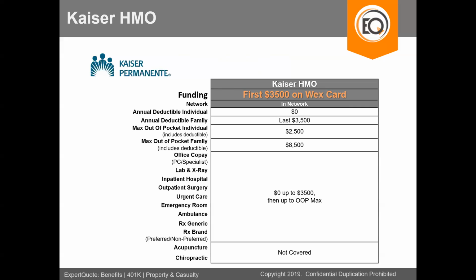The majority of you all will not exceed the $3,500. I think we only had about 6 people who maxed out this past year. So for the majority of the group, this is going to be a 100% funded plan. If you're an employee only, you're using your WEX card, you're not spending any of your money to be on the plan, you're not spending any of your money towards the plan.